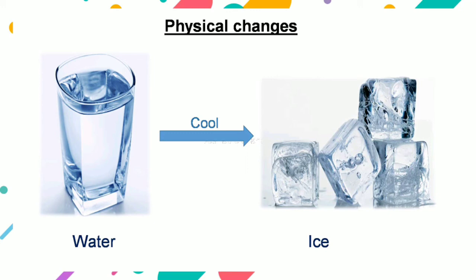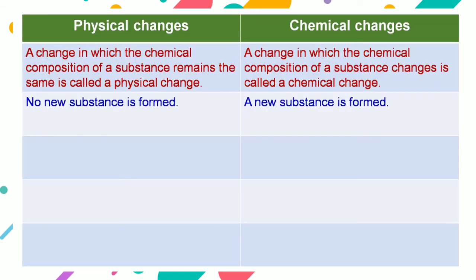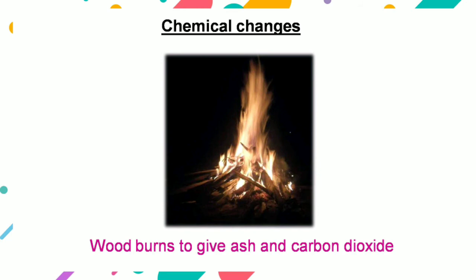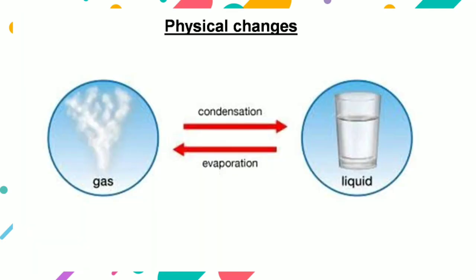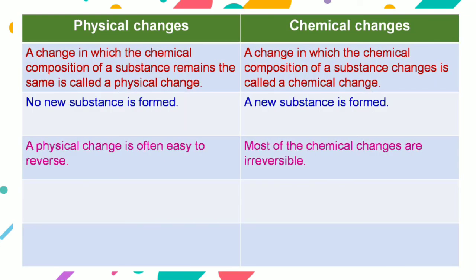Since the chemical composition changes during a chemical change, it means the formation of a new substance takes place. For example, when wood is burnt, then ash and carbon dioxide are formed. And wood is different substance from ash and carbon dioxide as they have different chemical composition. A physical change is easy to reverse. For example, when gas is cooled, it changes into liquid, and this liquid can be converted back into gas by heating it. But most of the chemical changes are irreversible.